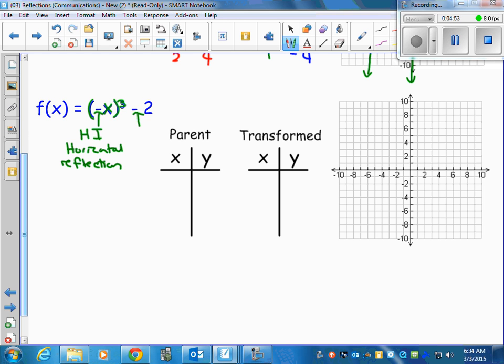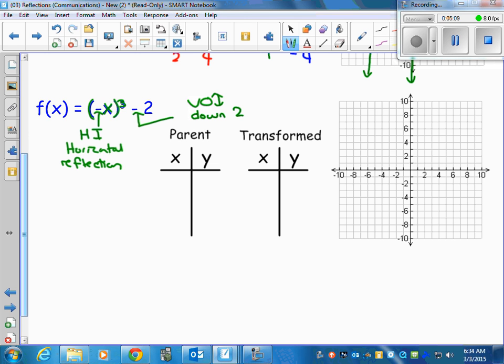We have a -2 outside the parent. Outsides are vertical. The head shake rule tells us we trust what we see. So this graph is going to move down 2.